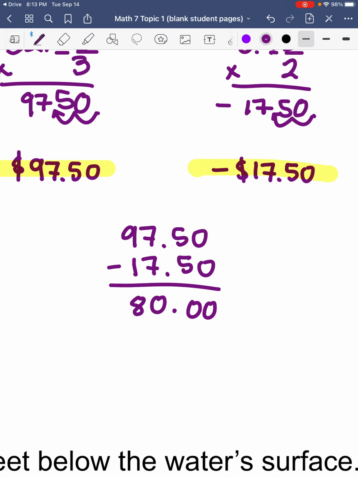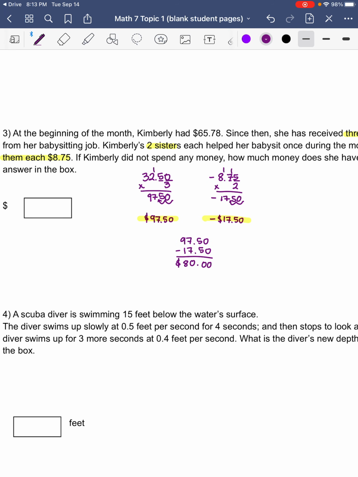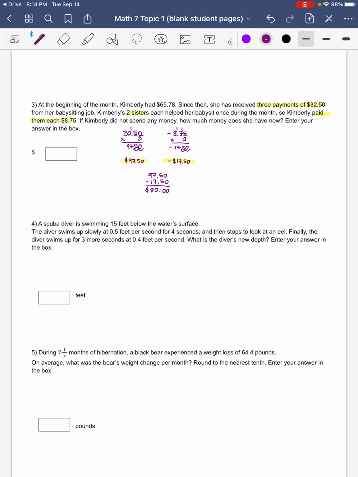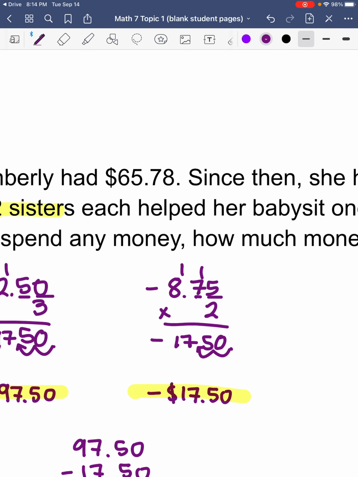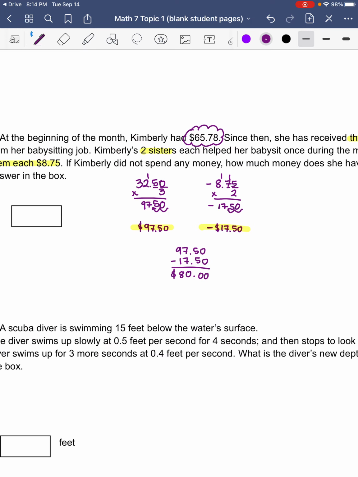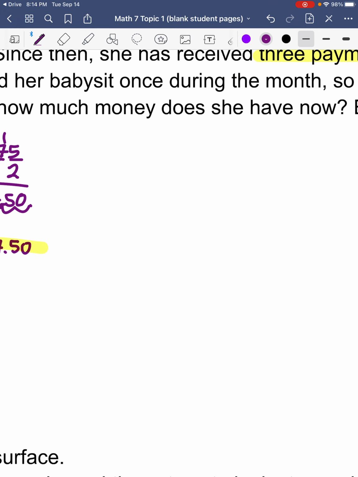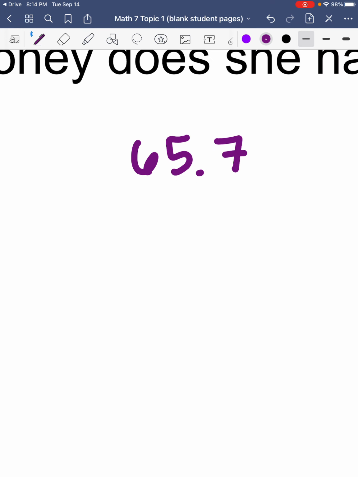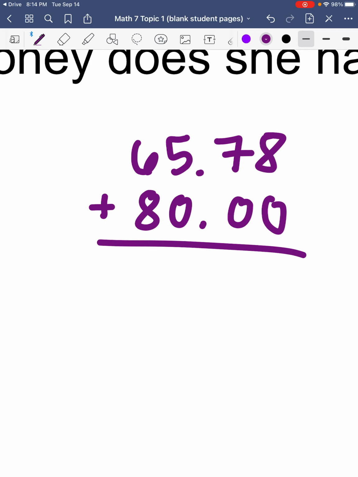Okay, now should this be positive 80 or negative 80? Well, because my bigger number was positive, it is positive $80. That's how much extra she earned after she's paid her sisters. So now we want to know, if she did not spend any money, how much money does she have now? So we're going to take $80 and add that to what she started with here. So $65.78 plus the $80 that she earned is going to give us our new total.